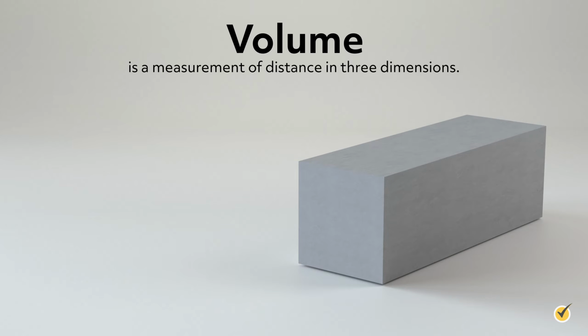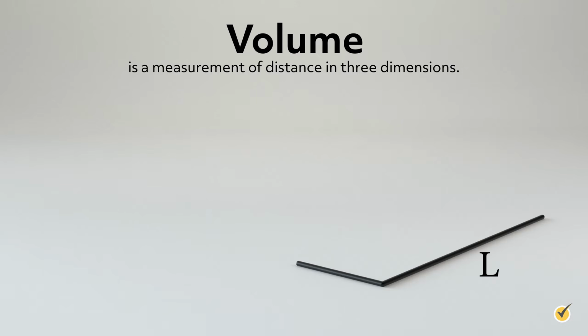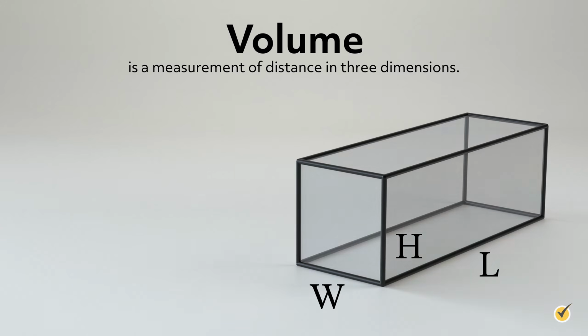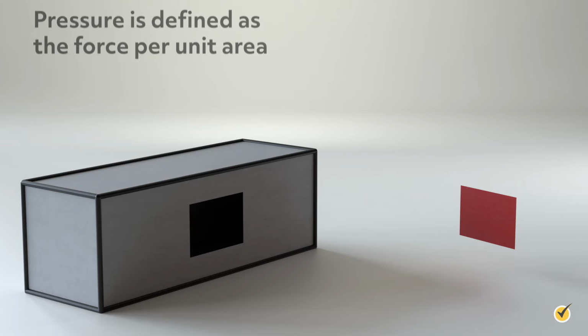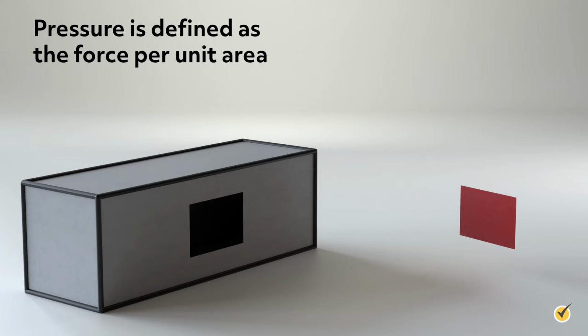To better interpret the mathematical nature of this statement, let's remind ourselves what volume and pressure are. Simply put, volume is a measurement of distance in 3 dimensions. A rectangular box, for example, has the dimensions of length, L, width, W, and height, H. The volume of the box is V equals L times W times H. Now let's look at pressure. Pressure is defined as the force per unit area.